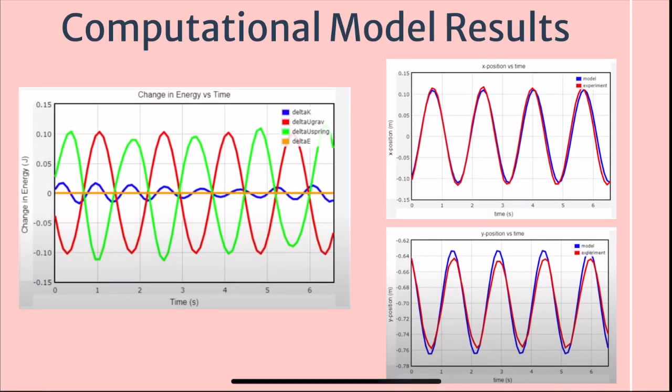The computational results yielded these 3 graphs. First is a change in energy versus time, which shows those individual energies that we broke down earlier and inputted into our code. And then the X position versus time and Y position versus time of the computational and the experimental model. You can see that the X and Y graphs are very similar, and you can also see that the delta U spring and delta U gravity are complete opposites of each other. So they cancel each other out, and we'll see why in a little bit.